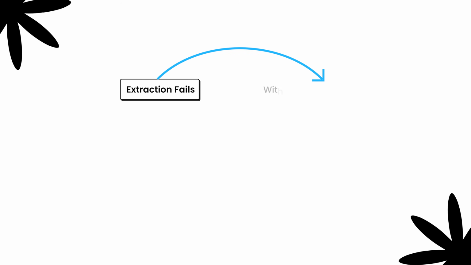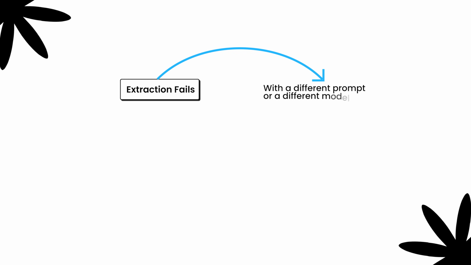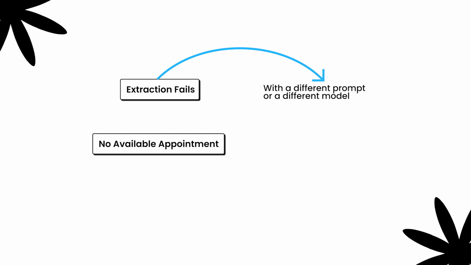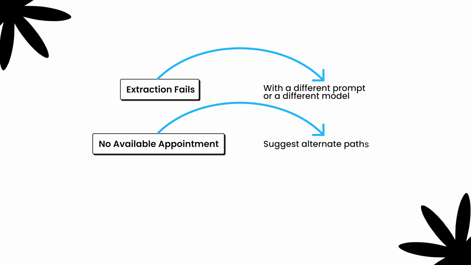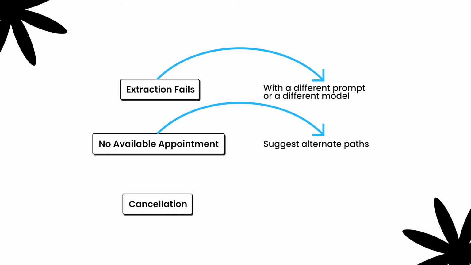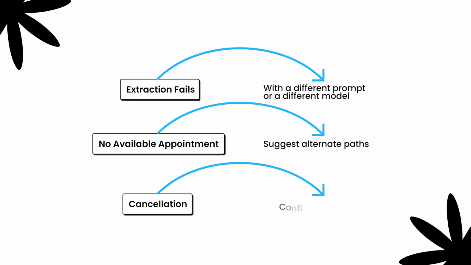See, for most complex systems, graph-based orchestration becomes useful because you can actually represent branching, retries, loops, approval gates, and fallback paths. For example, if extraction fails, you can retry with a different prompt or a different model. If the tool returns no available appointment, you can branch into suggest alternate paths. If the user asks for a cancellation, you can branch into a confirmation path.